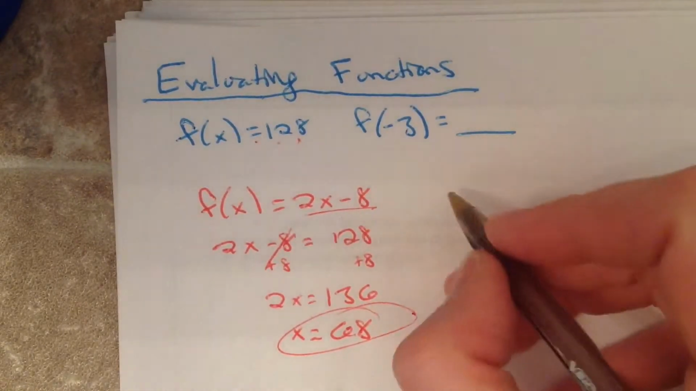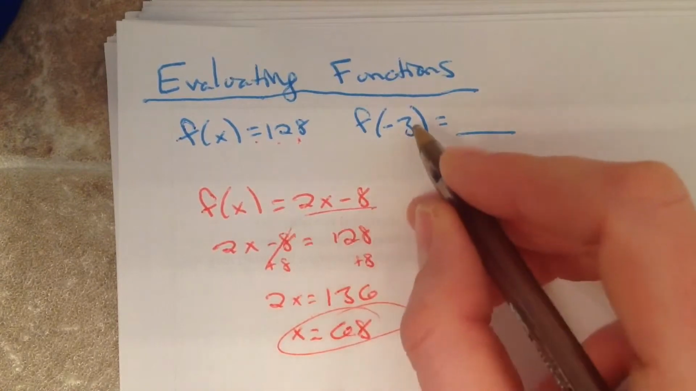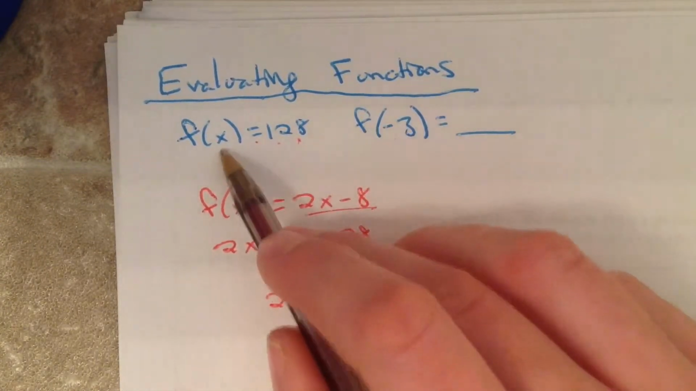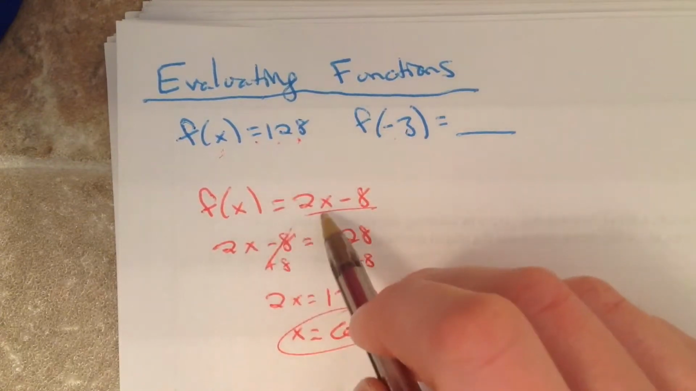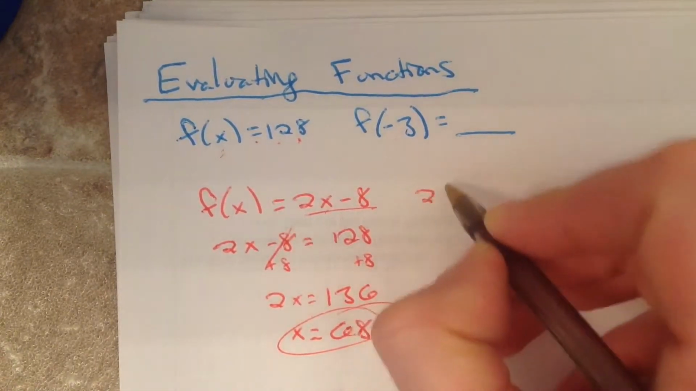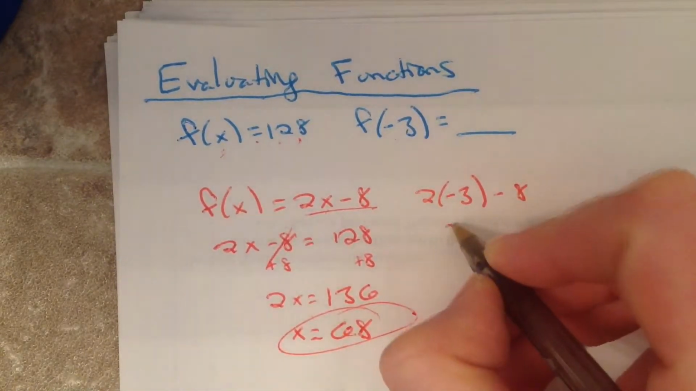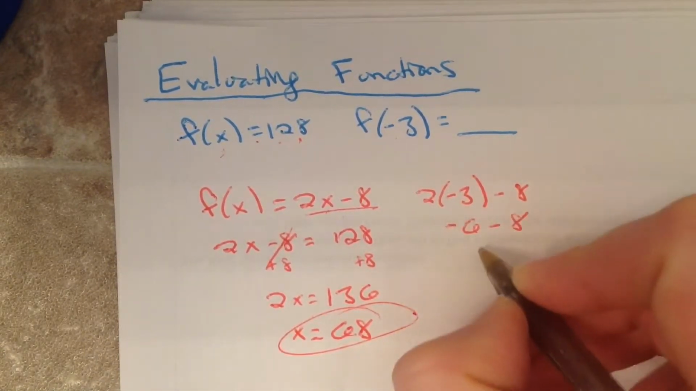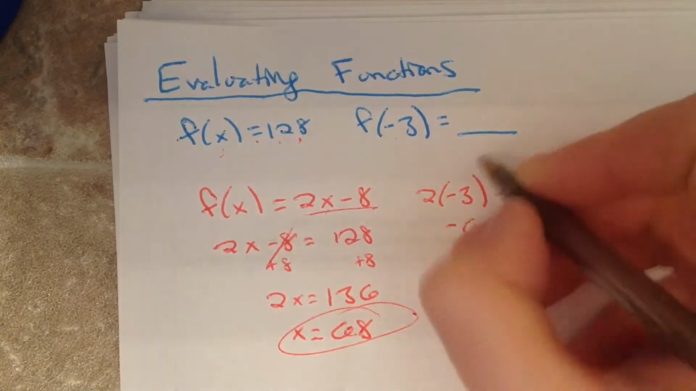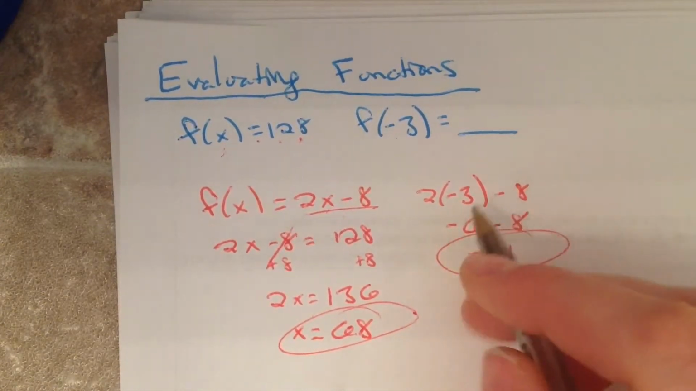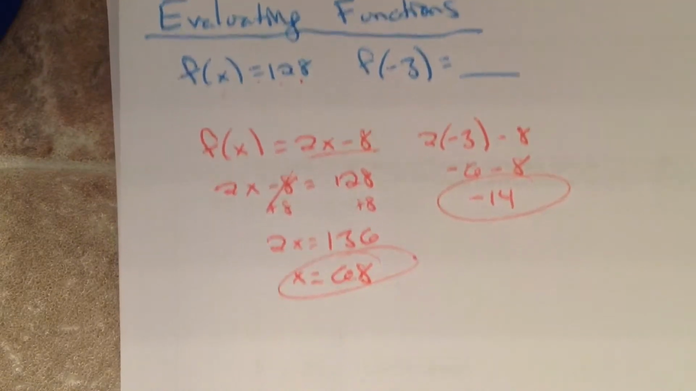On the other hand, if I want to know what this is when you plug in -3, because notice we've got the -3 in for that x, so we plug it in for the x. So 2 times -3 minus 8 is -6 minus 8, which is -14. So this one is equal to -14 when we plug in -3.